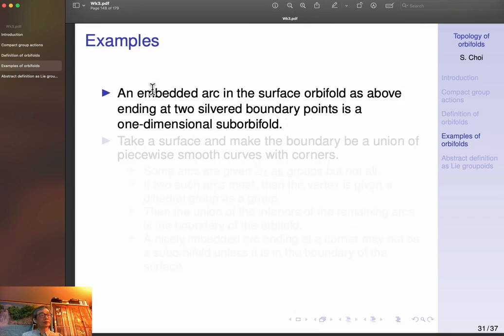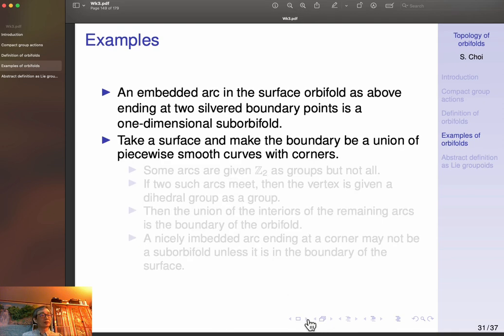An embedded arc in the surface orbifold as above, ending at two silvered boundary points, is a suborbifold. So let's take an embedded arc ending at two silvered boundary points, say transversely. This is called a neatly or nicely embedded submanifold. If the ending is such that the inverse image in the model neighborhood is G_2 invariant, then you can say this is a suborbifold.